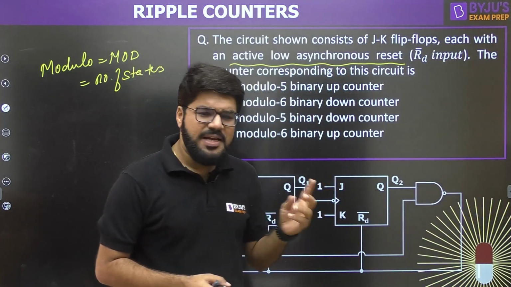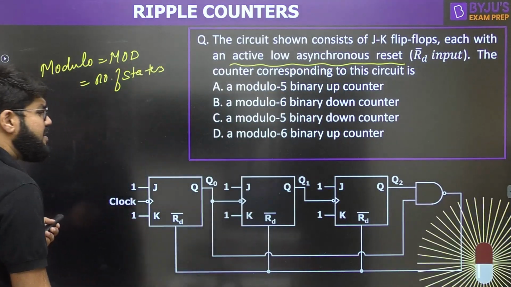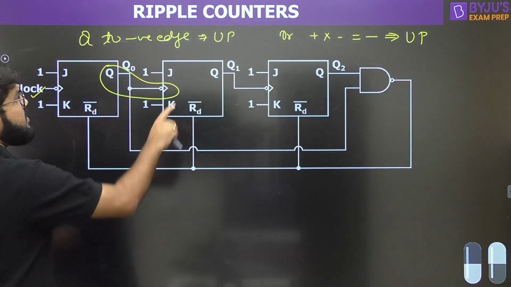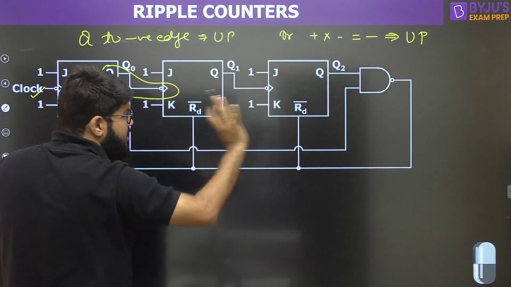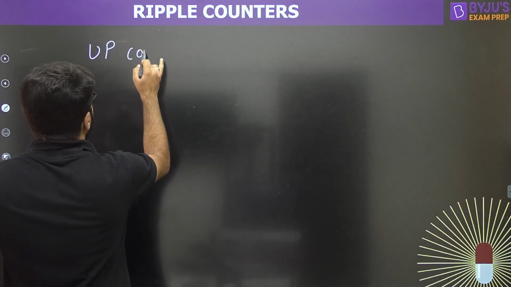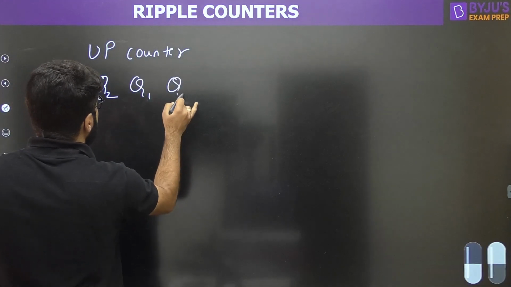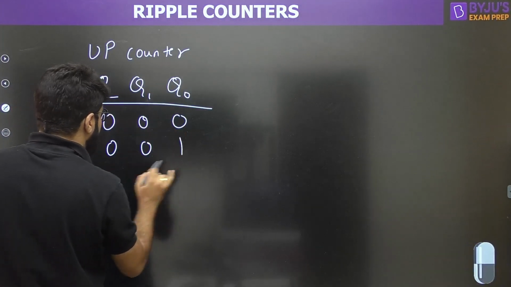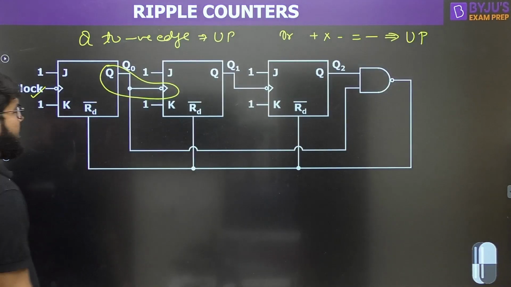If you understand this type of question, after that you can practice many types of questions. So what is the functionality of the reset pin here? Try to understand. It is a modulo 5 counter. It is a modulo 8 counter in general if I forget the reset. So it is an up counter, we know. Q2, Q1, Q0: 000, 001, 010, and so on. It will keep counting.